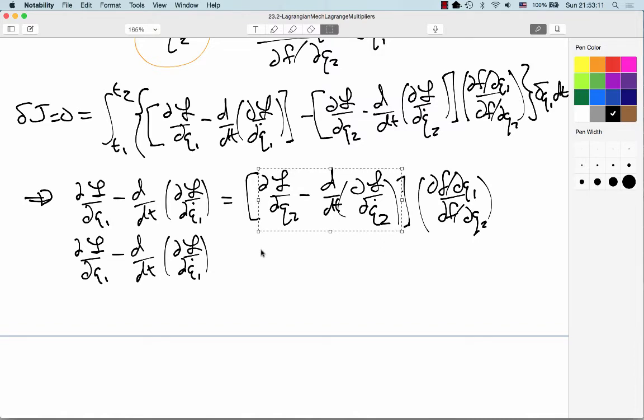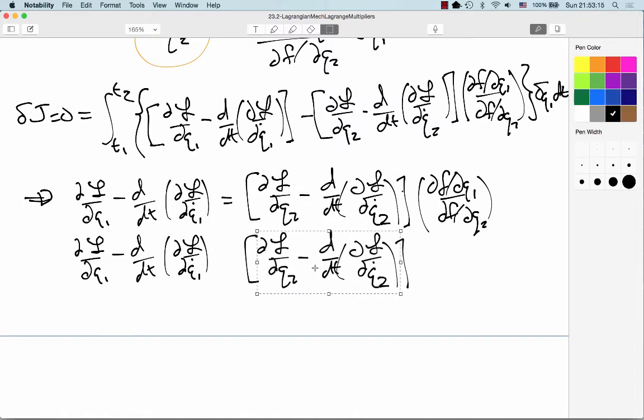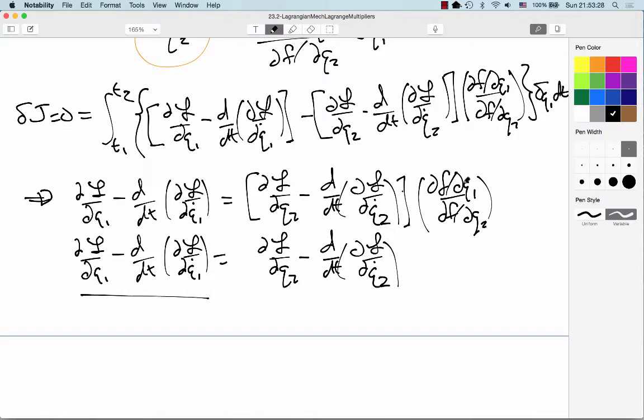Copy, paste. All right. This has to be equal. Get rid of those brackets there, bracket there. And then we will divide both sides by partial f partial q1. And we are left with this being divided by partial f partial q2.